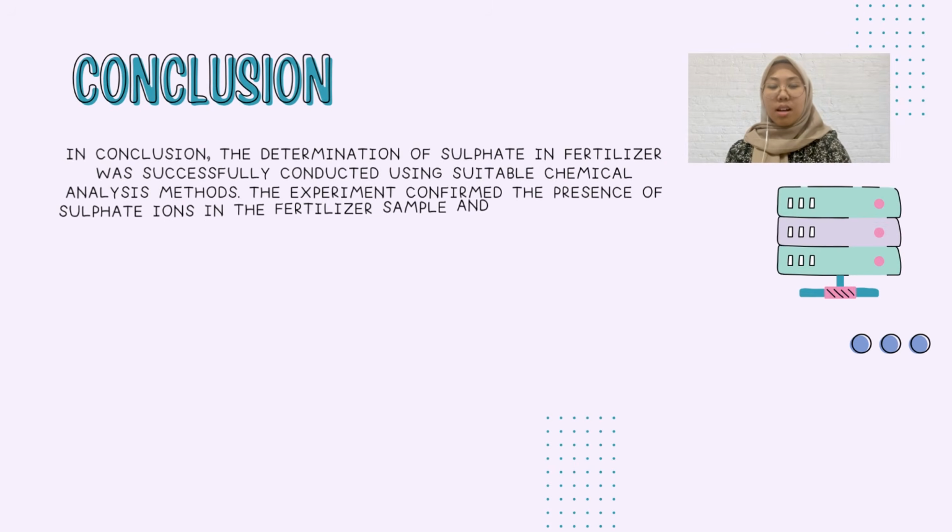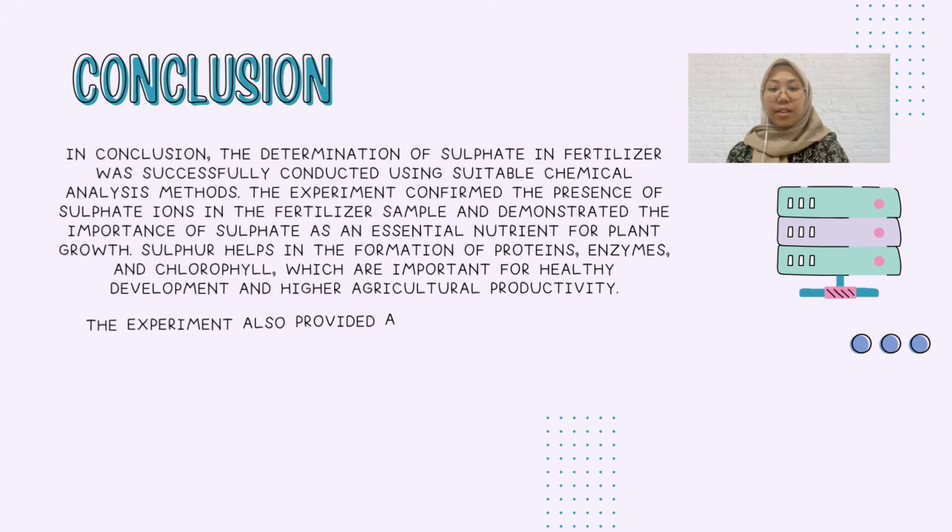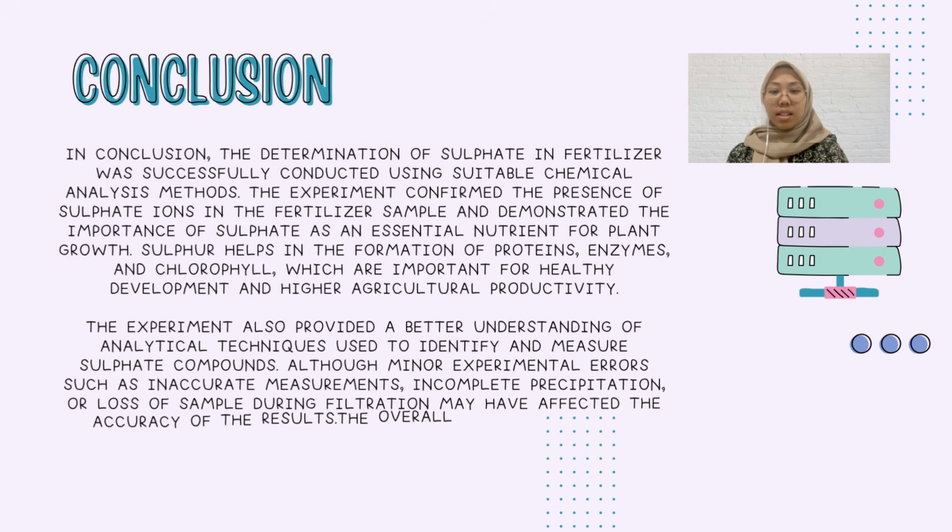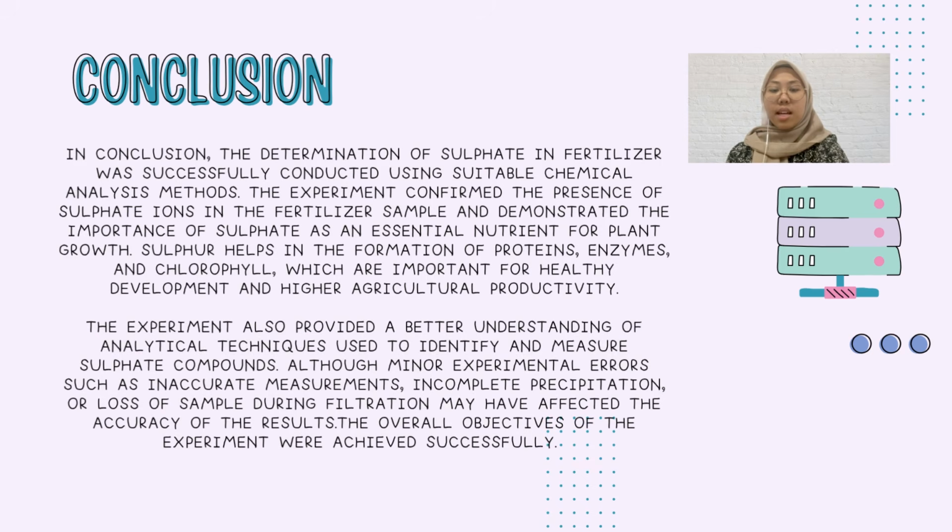So in conclusion, the determination of sulfates in fertilizer was successfully conducted using suitable chemical analysis methods. The experiment confirmed the presence of sulfate ions in the fertilizer sample and demonstrated the importance of sulfate as an essential nutrient for plant growth. Sulfur helps in the formation of proteins, enzymes, and chlorophyll, which are very important for healthy development and higher agricultural productivity. The experiment also provided a better understanding of analytical techniques used to identify and measure sulfate compounds.